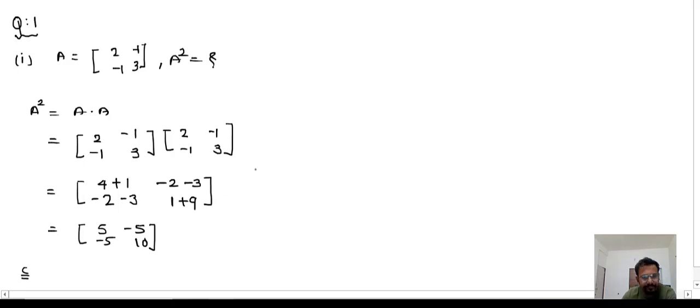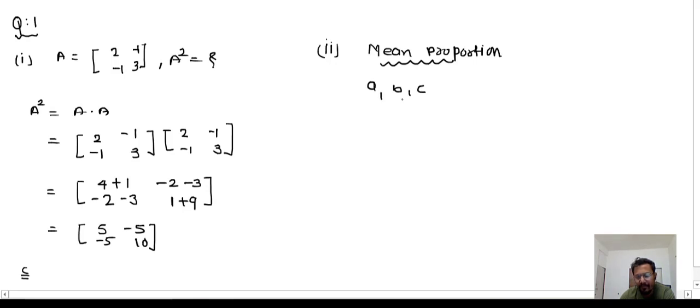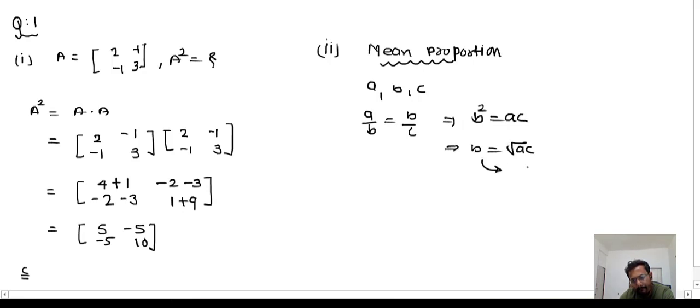Next, let's move to the second question. We want to find the mean proportional. To find the mean proportion between any numbers, so simple. Suppose you have A, B and C. B is the mean proportion of A and C, which means A by B equals B by C. So it is simple, B square equals AC. So B equals under root AC. So B is called mean proportion.